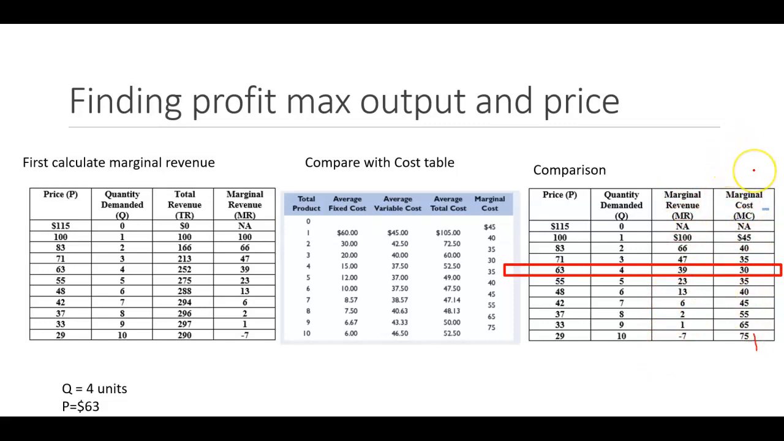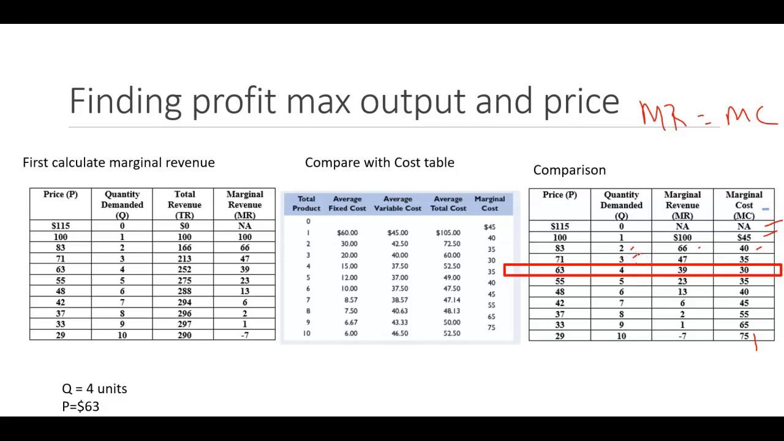And what am I looking for? I'm looking for the point where marginal revenue equals marginal cost. So if I go down the first one, obviously that's not applicable. Here, my marginal revenue is 100 and my marginal cost is 45. So that means I'm getting more on that unit than it's costing me. If I produce 2 units, my marginal revenue is 66 and my marginal cost is 40. That means I'm getting more revenue than it's costing me.